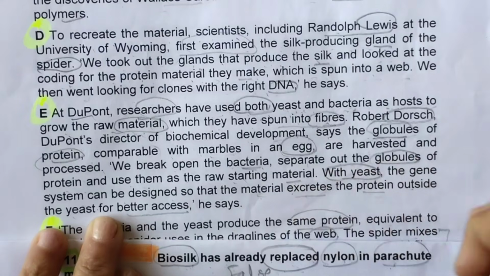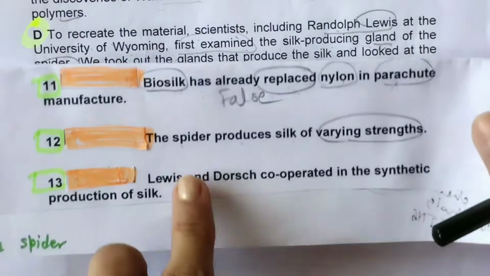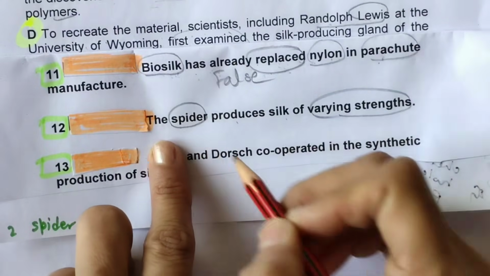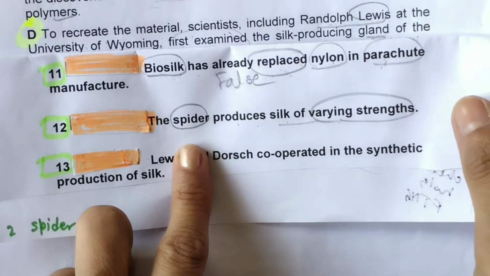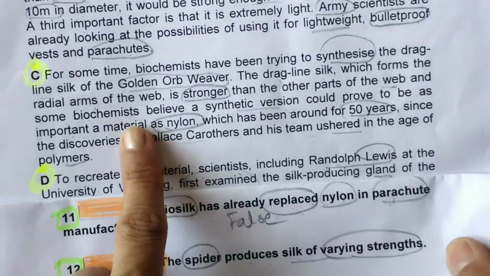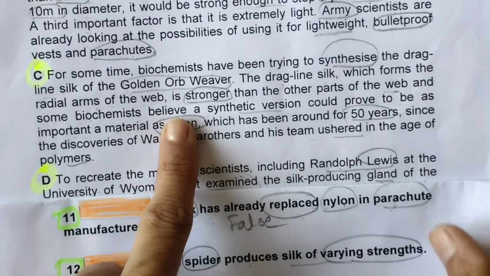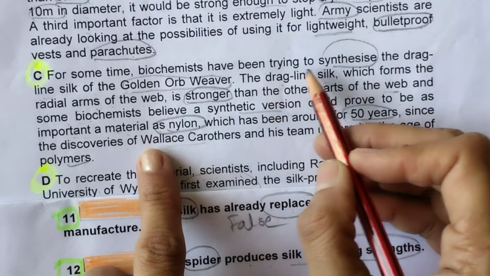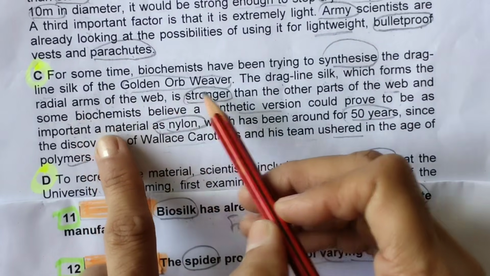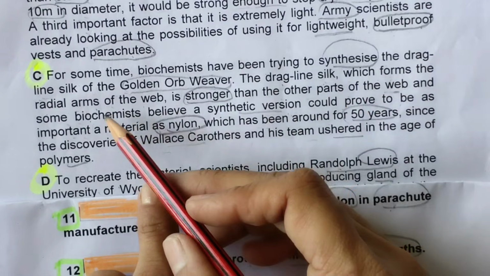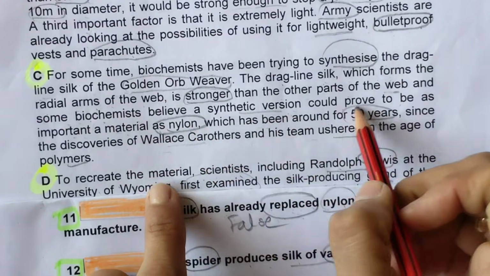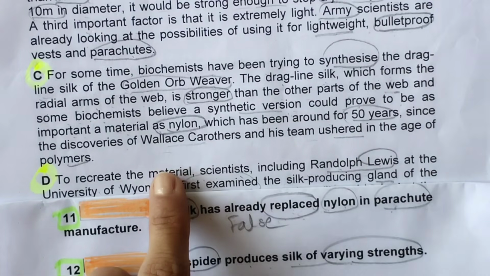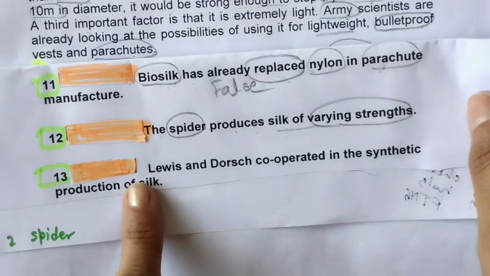Researchers, spider produces, they are talking mainly about spider produces silk of varying strength. They are trying to synthesize drag line silk, which forms the stronger parts than other parts of the web. Okay, so I am leaving it because time is going up.